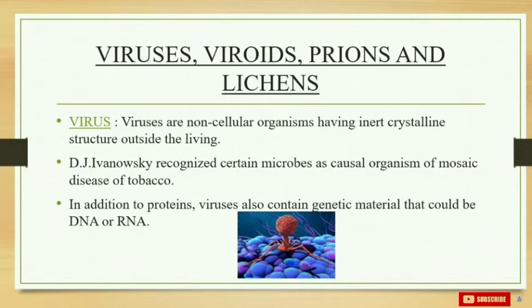Now, virus means venom, that is, poisonous fluid, and the researcher Pasteur gave the term virus. According to the researcher D.J. Ivanovsky, certain microbes cause tobacco mosaic disease in tobacco plants. Then our next researcher, M.W. Beijerinck, showed that extracts of infected tobacco plants could cause infection in healthy plants. So he called this fluid Contagium vivum fluidum.